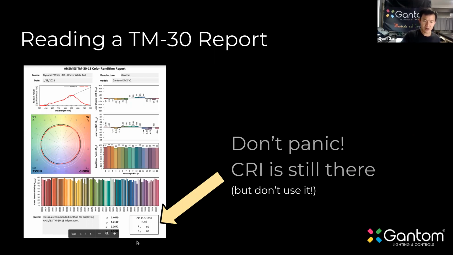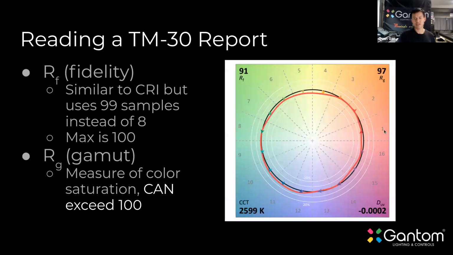Now, the CRI is all the way here at the bottom. It does exist. It's there mostly for a transitional purpose so that you still have your old metrics there. But the IES recommends that all future designs wean themselves off of using CRI and rely more on the rest of the TM30 report. Okay, so let's look at a particular piece.